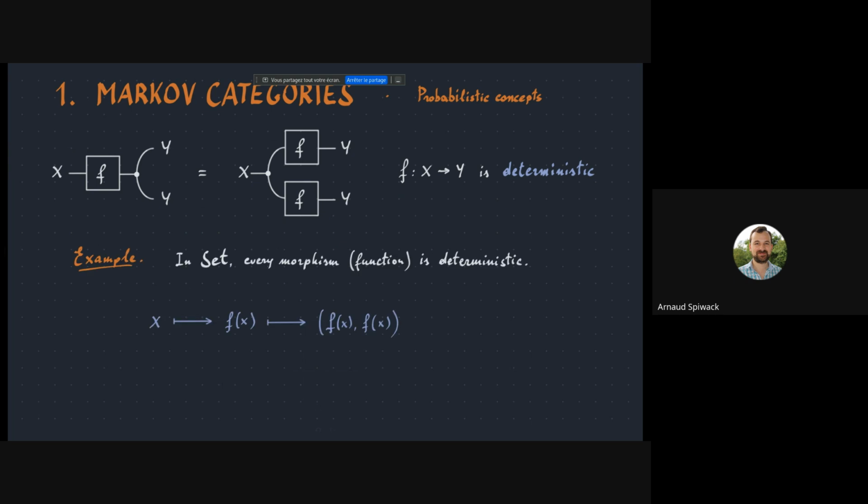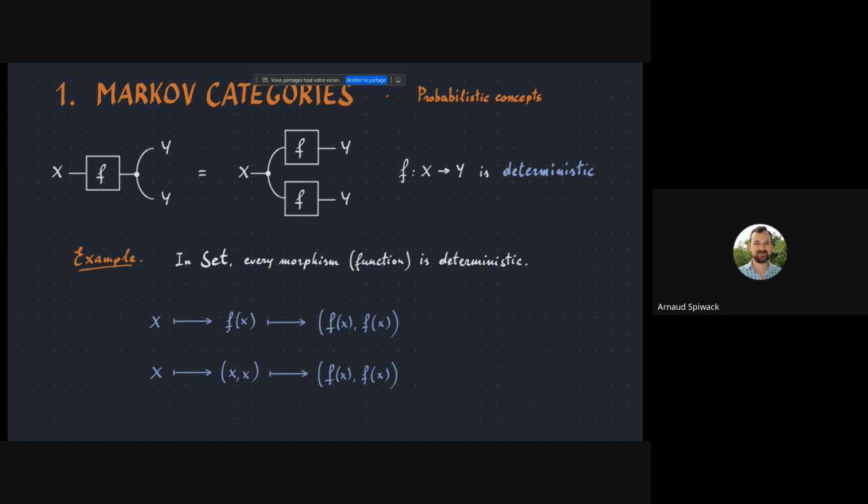In the category of sets and functions, everything is deterministic. Suppose you have x. Evaluate the function here, you get f of x. Copy the result, you get f of x, f of x. The other diagram: copy the input x on x and apply f to both. Then you get again f of x, f of x. So every function behaves in this way.